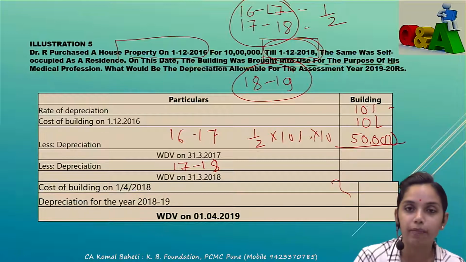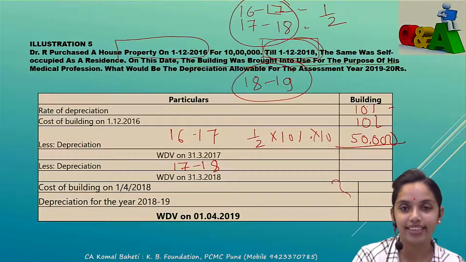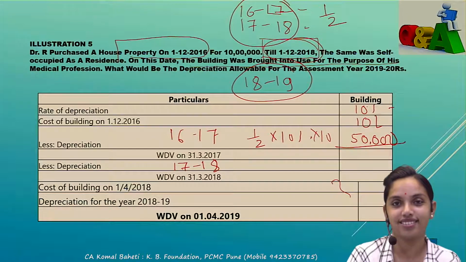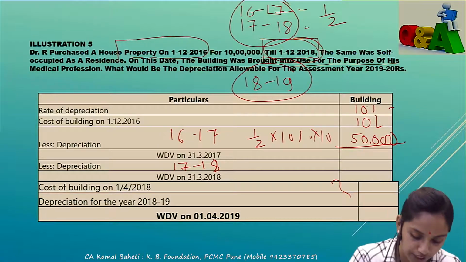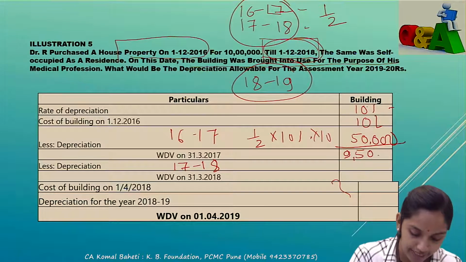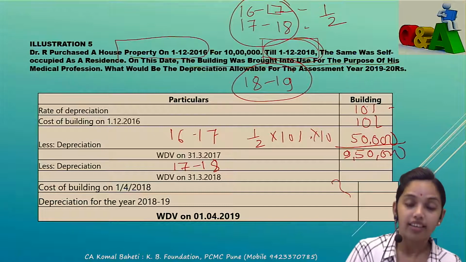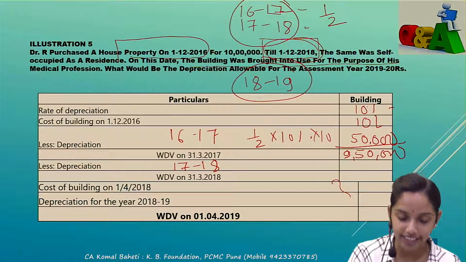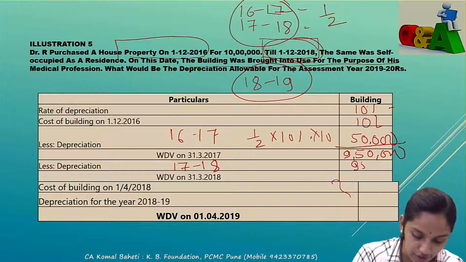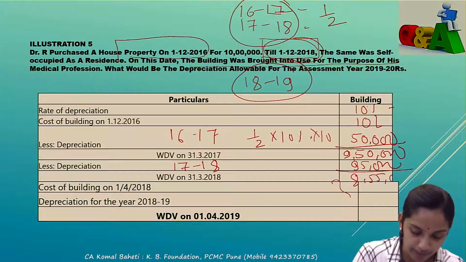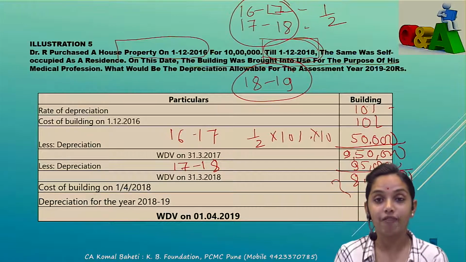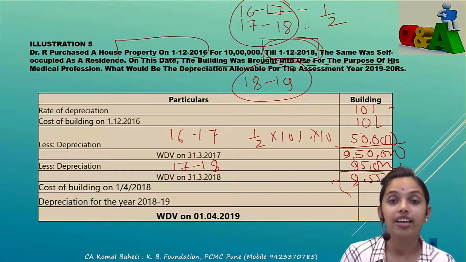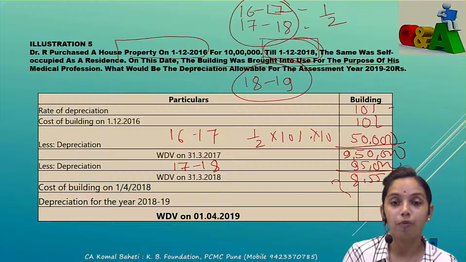So how much would be the WDV? 10 lakh minus the notional depreciation for 16-17, which amounts to 50,000. So the WDV becomes 9,50,000. Next, notional depreciation for 17-18. It is 10%, so 95,000. So the WDV becomes 8,55,000. This 8,55,000 is the WDV in the hands of the professional.